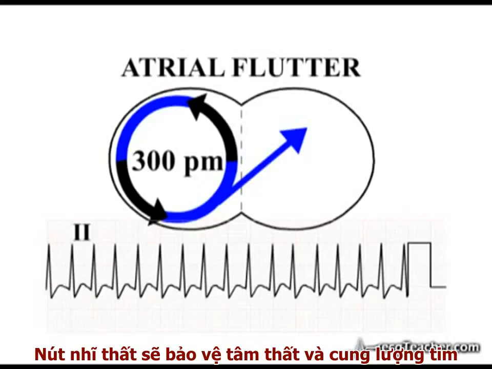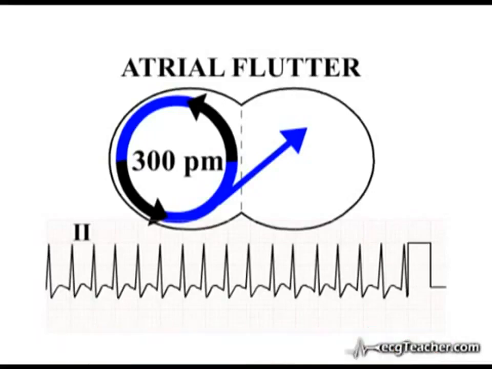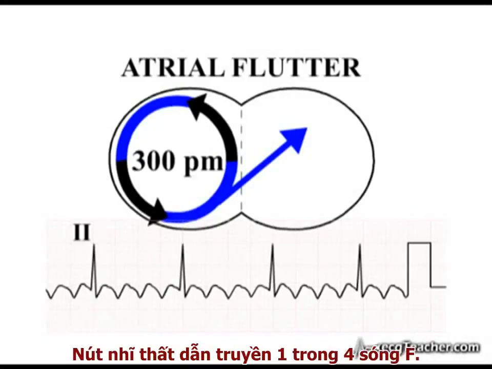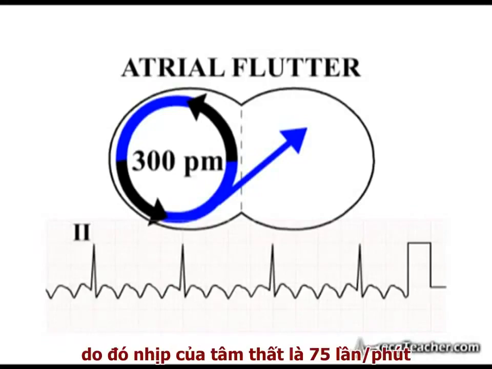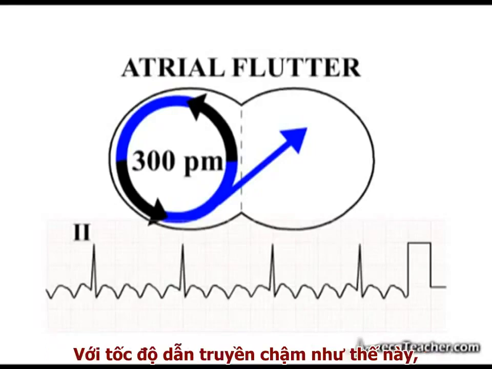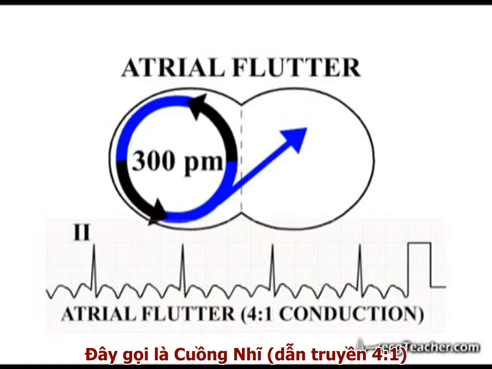The AV node protects the ventricles and cardiac output by selectively blocking transmission of a proportion of flutter waves. In the example shown here, the AV node is conducting 1 in every 4 flutter waves, giving a ventricular rate of 75 beats per minute. Note how easy it is to make the diagnosis in this case. With this low level of conduction, we can easily identify the flutter waves between episodes of ventricular activity. This is atrial flutter with 4:1 conduction.